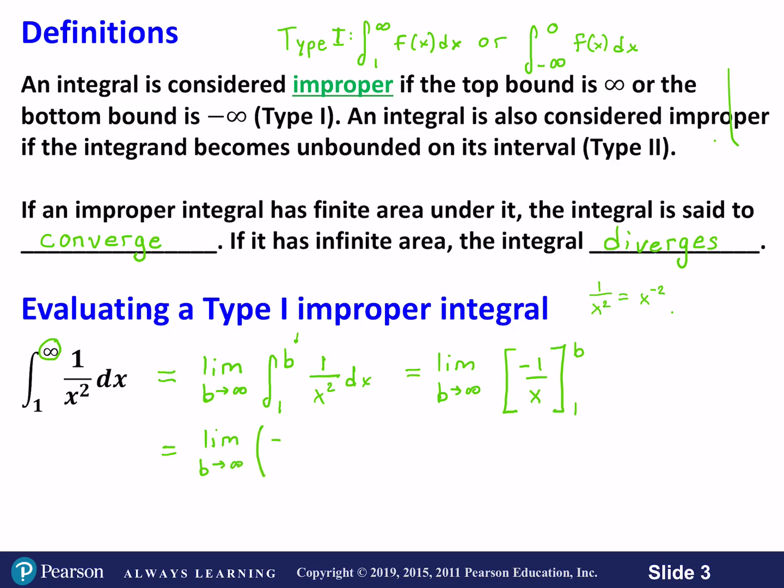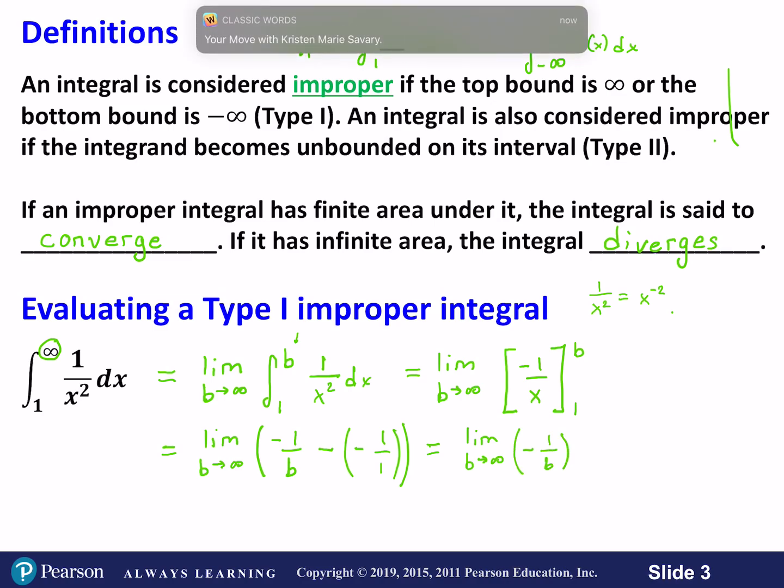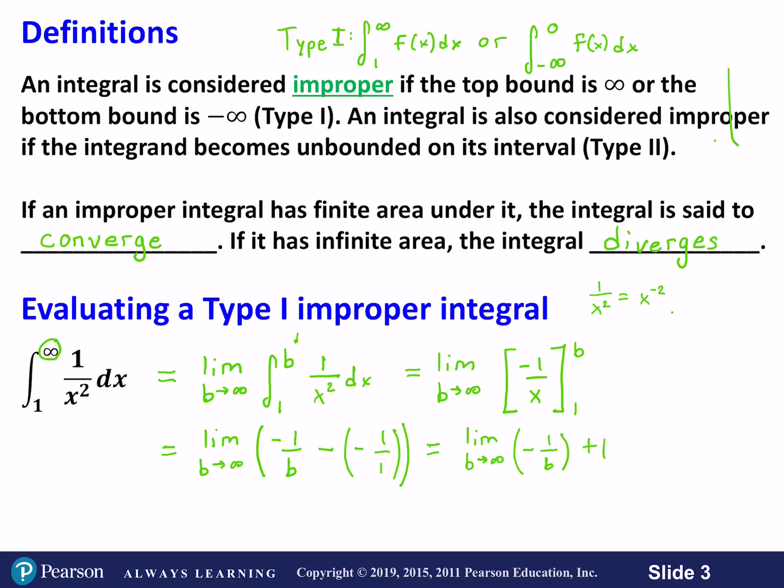So we're going to get negative 1 over b minus negative 1 over 1. And this is just equal to the limit as b approaches infinity of negative 1 over b plus 1. All right.